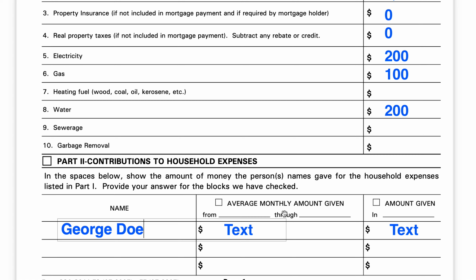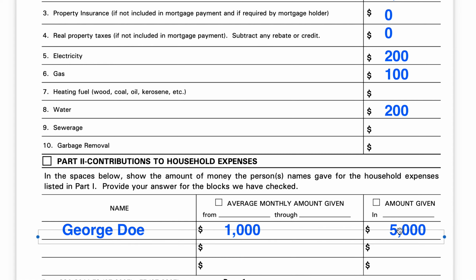So let's just say that George Doe gives an average amount of $1,000 per month, right? It can either be an average, in case there's not really a formal relationship, or it could be over here and it just says, hey, I gave $5,000 in a certain time period, whatever the case may be. Just make sure that, again, it's clear from what you enter here, to the person that is inputting this information, that you're either giving an average monthly amount during the same time frame.